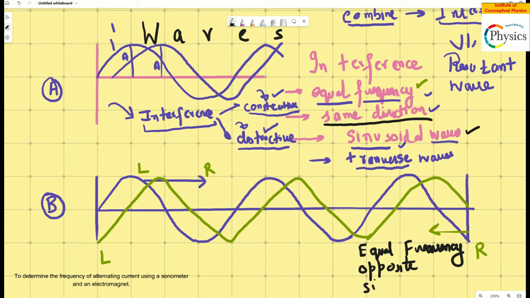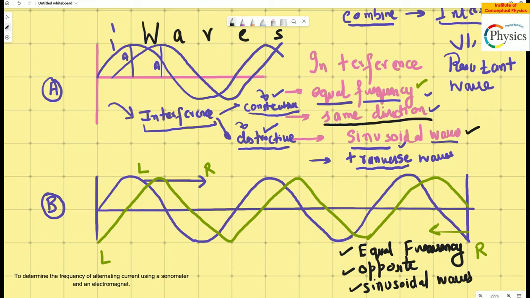Yes, they are sinusoidal waves. And of course, since these two waves are traveling in a wire, because the sonometer is a wire experiment, the wire is kept under some tension and made to vibrate using an AC source. It vibrates. So I'm assuming even this is an example of a transverse wave. I will tell you how transverse waves work exactly in a sonometer, but we are talking about general stuff which you must understand. So, equal frequency waves traveling in opposite directions, both sinusoidal, transverse waves.